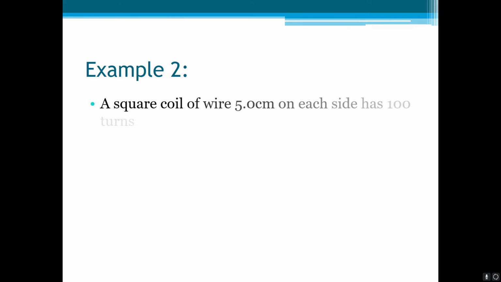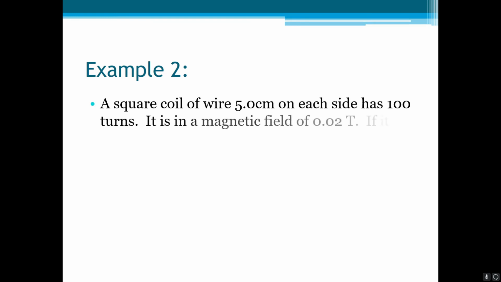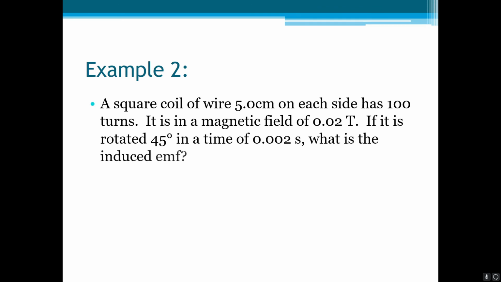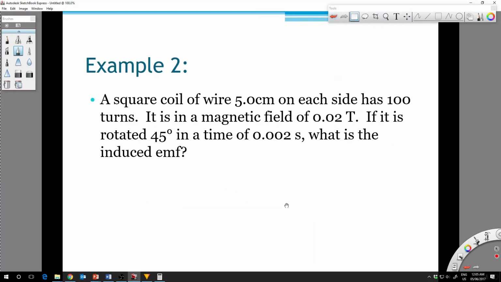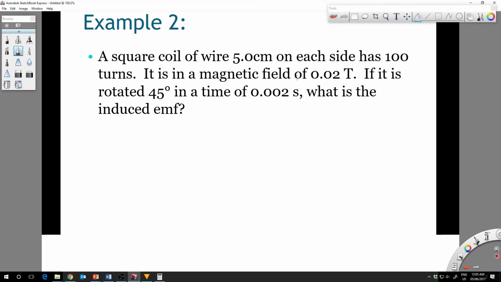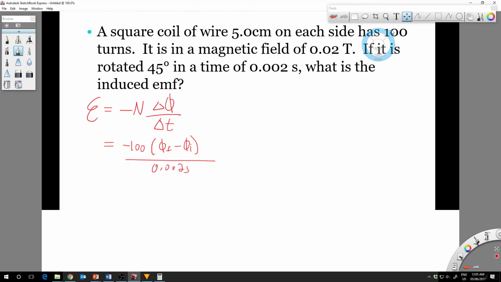So here we have a square coil of wire, 5 centimeters on each side, and we have 100 of these loops. It's in a magnetic field of 0.02 Tesla, and we rotate it 45 degrees in a time of 0.002 seconds. What is the induced EMF? All right, I'll write down our EMF equation again. EMF is negative N times change in flux divided by change in time. We have 100 loops. Our change in flux is our final flux minus initial flux, divided by 0.002 seconds.